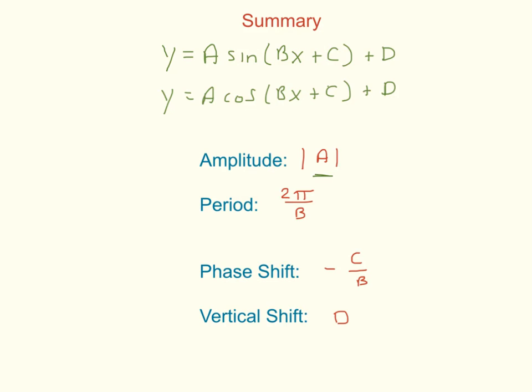The period will always be 2 pi divided by b, whatever b is. The phase shift is always, when I pull the b out, I end up with a c over b. So the phase shift is always going to be minus c over b. And the vertical shift is going to be whatever d is. These are the values you're going to be working with in terms of graphing.